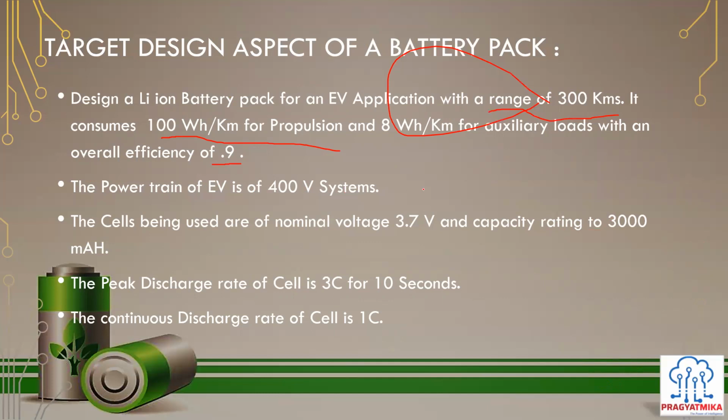The powertrain is a 400 volt system. The cell he is going to use is 3.7 volt with a capacity of 3000 mAh. The peak discharge from the cell is 3C rate for 10 seconds. The continuous discharge we can do is 1C rate. Now we need to suggest to him the capacity of the pack he should use, what the configuration of his pack should be, and how much power his battery pack can deliver.